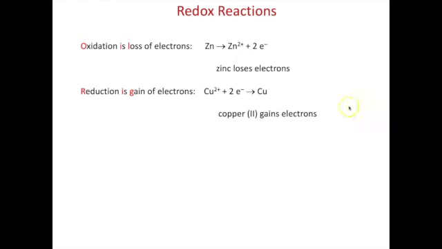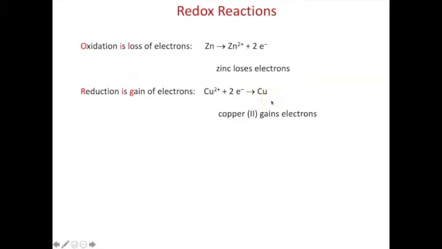In a redox reaction, what's going on are actually two things. Oxidation is the loss of electrons. This is a mnemonic: oxidation is loss, OIL. And this is the zinc lost electrons and became the zinc ion. Meanwhile, copper gained the electrons, and this is the other half of the mnemonic. Reduction is gain. So the copper ion picked up 2 electrons and became the copper element, just copper atoms.